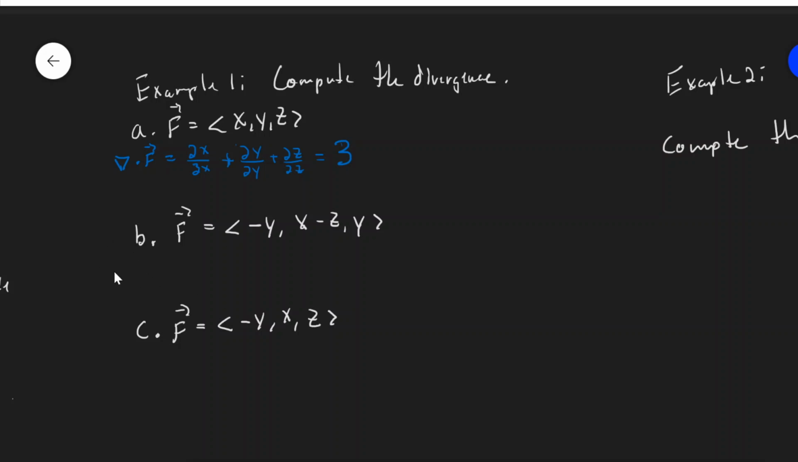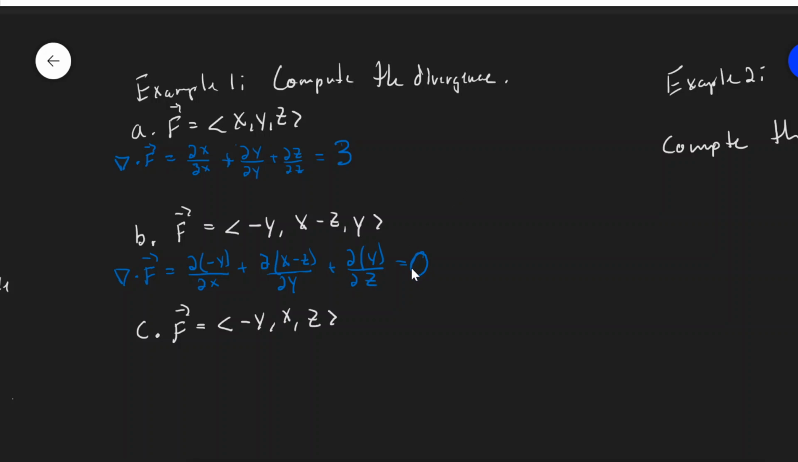In the second one, we'll do the same thing. Del dot f: partial of minus y with respect to x, plus partial of x minus z with respect to x, plus partial of y with respect to z. So as you can see here, there's no x's. That'll go to 0. This should be a partial with respect to y. Hopefully you caught that. Partial with respect to y. Of course, there's no y's in x minus z, and so that goes to 0. And lastly, partial y with respect to z will be 0 as well.